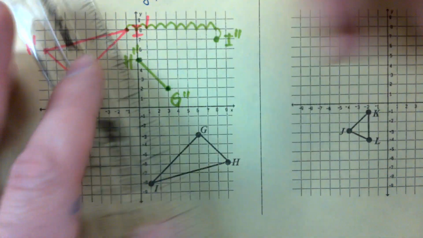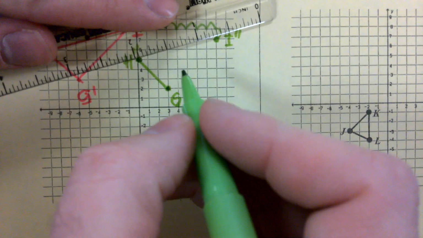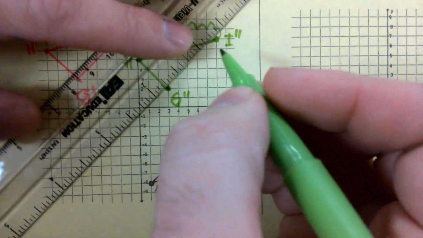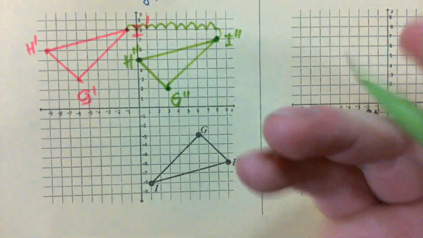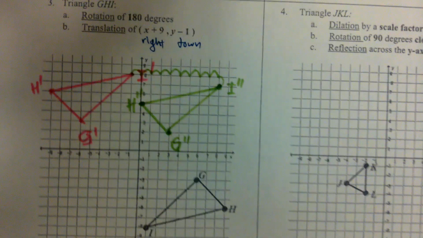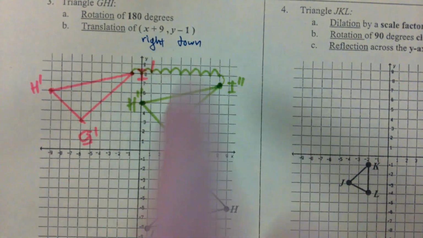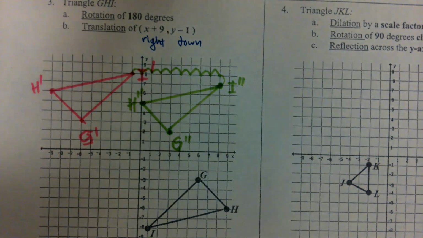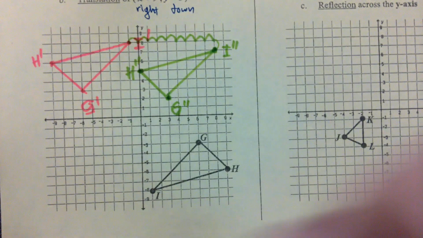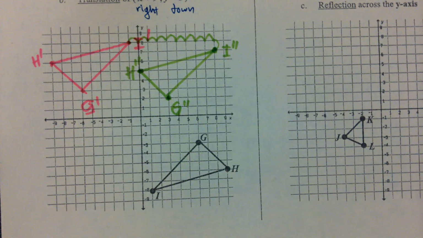Translation, the simplest of all of our transformations because you just have to count the number of spaces that you're going over. As long as you can remember what direction to go based on what sign you have, translation should be fairly straightforward. And there's what we get for number 3. Got 3 total triangles on our graph. Our original pre-image triangle, that's 1. Our image after 1 transformation, that's 2. And our image after a second transformation, 3 total triangles.